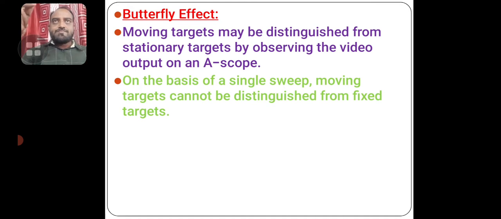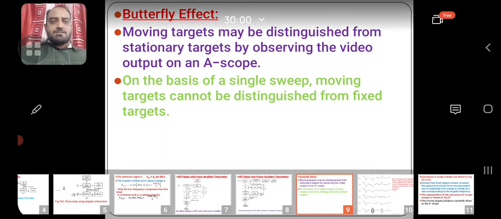When there is an echo, if the target is comparatively small in size, you will get a very little echo. If the target is very large, like a flight or a big flock, then you will receive an echo signal which is large in amplitude. So on a scope, if you see, you will get a line like this.